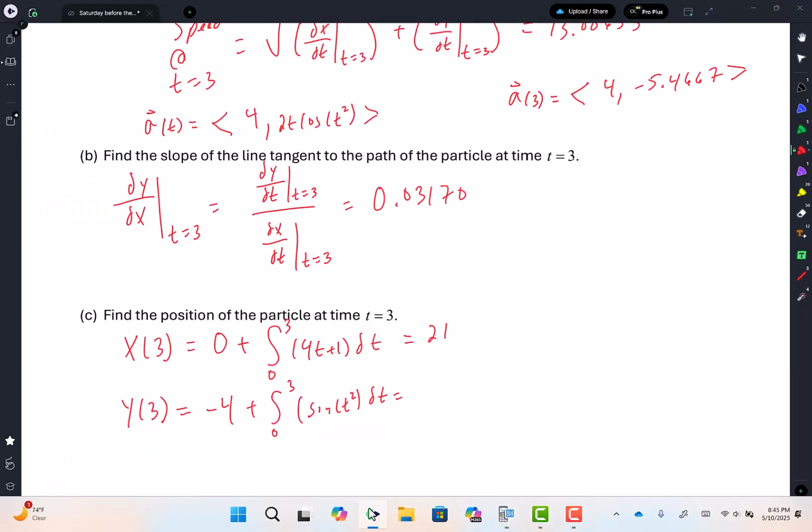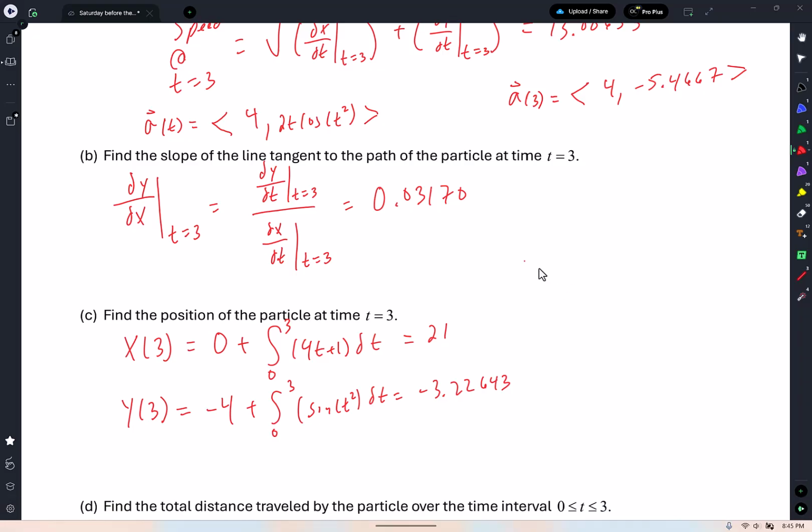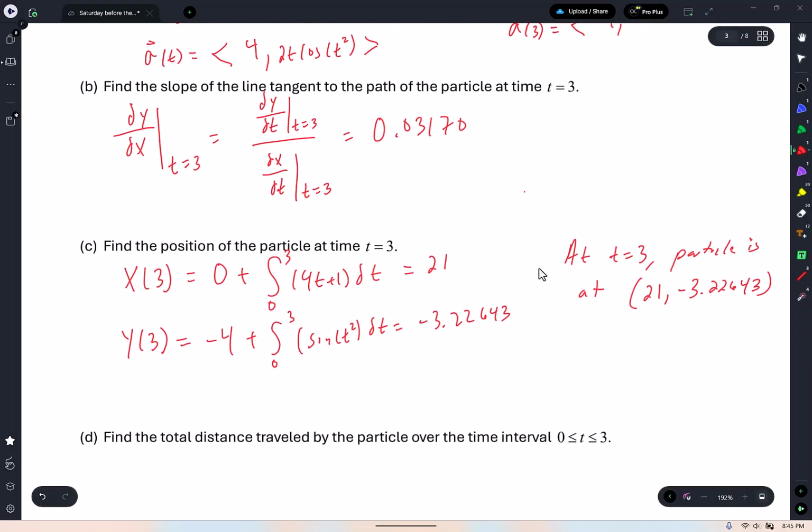Negative 3.22643. Hopefully I did that correctly. Just find the position of the particle at t equals 3, and I'm going to write at t equals 3, particle is at, and then just write the ordered pair, 21 comma negative 3.22643. And there it is. We're done, guys. All right.